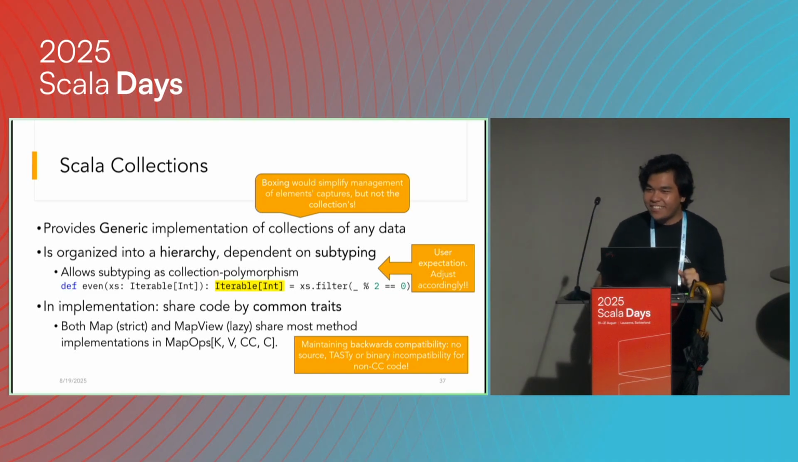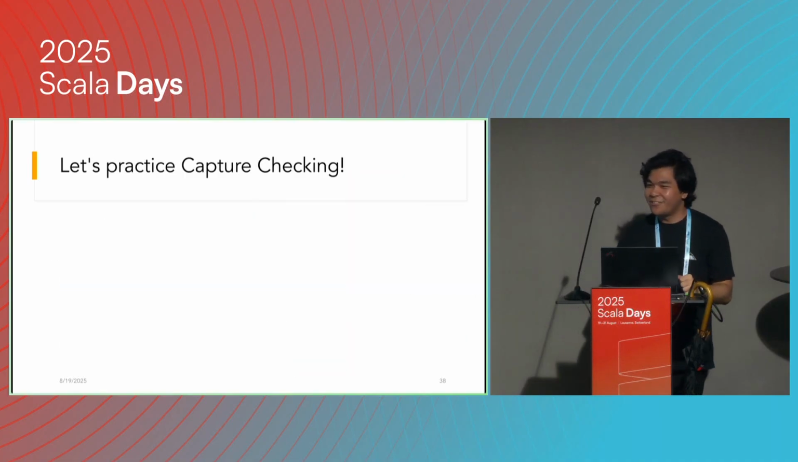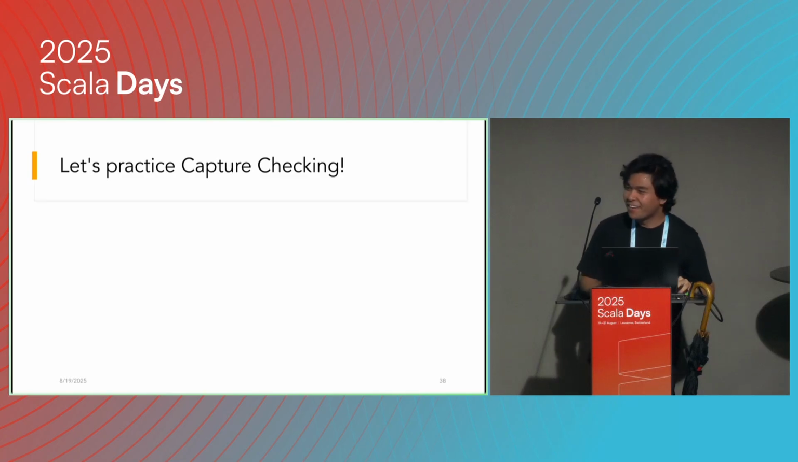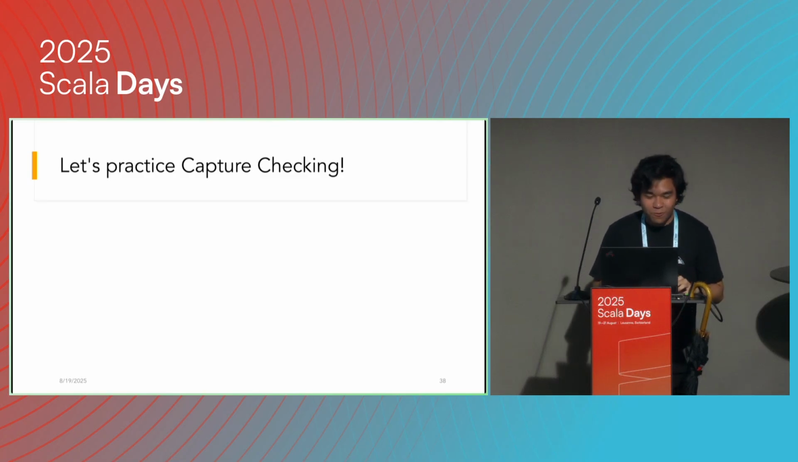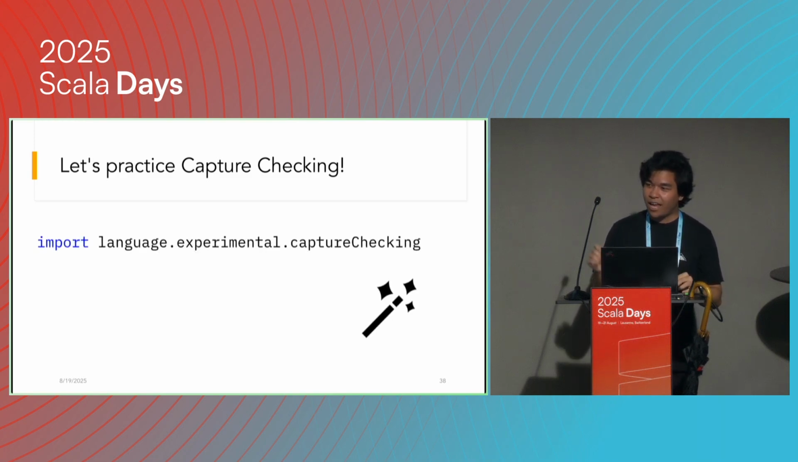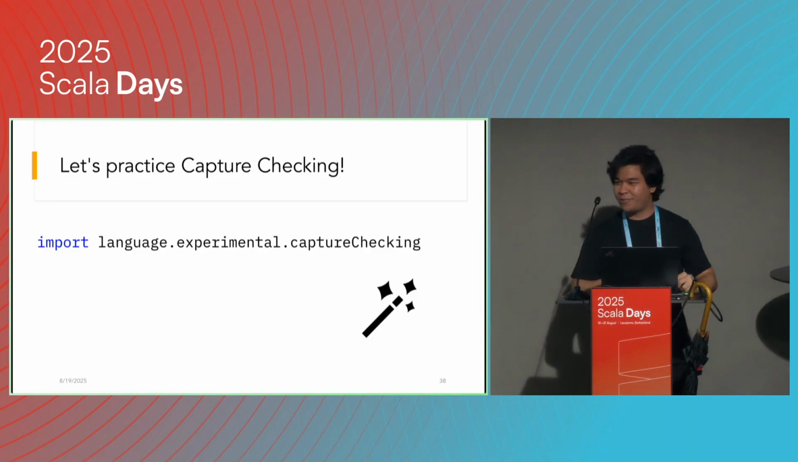And for the achievement, I'm gonna get you guys to do it. Let's practice capture checking. And to do capture checking, you all have to know the magic words. What are the magic words? Import language.experimental.captureChecking.